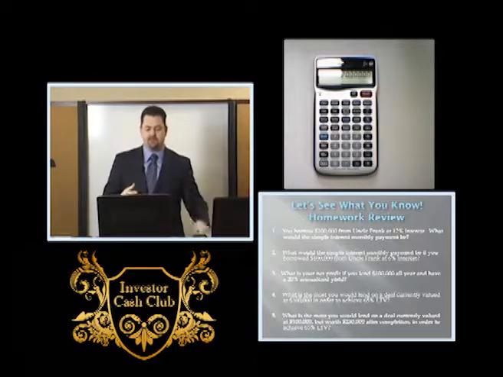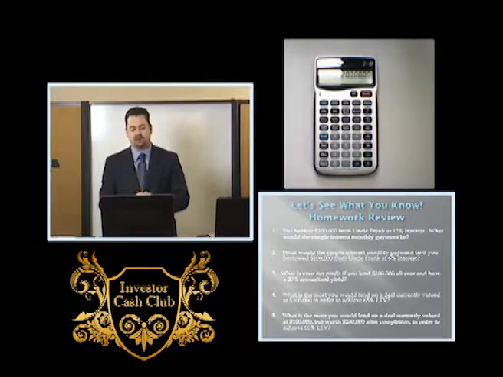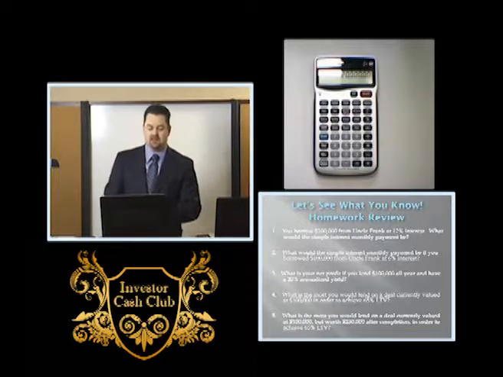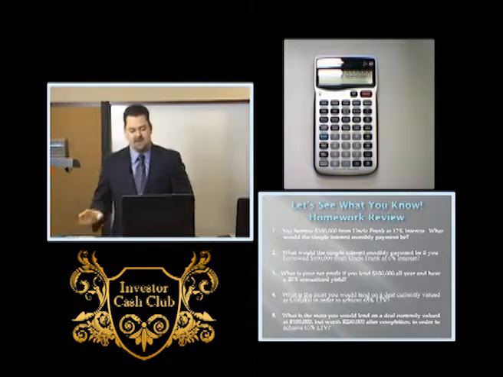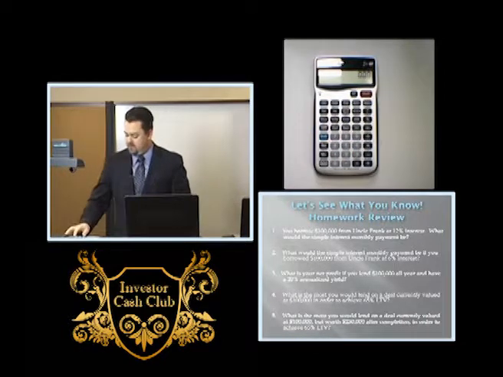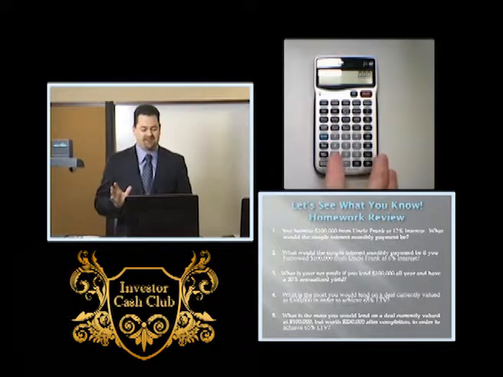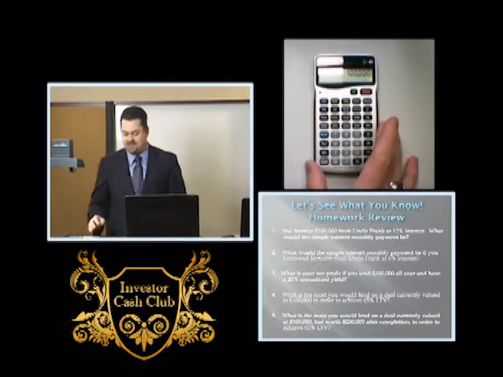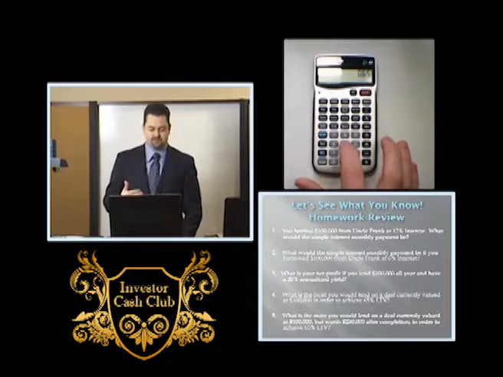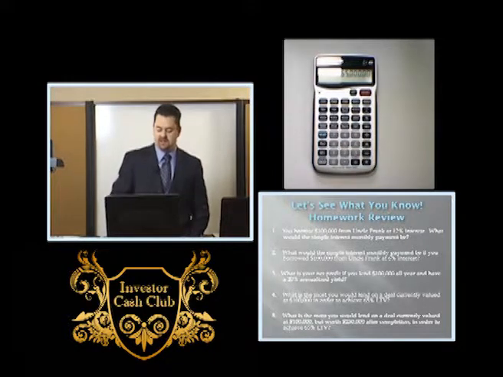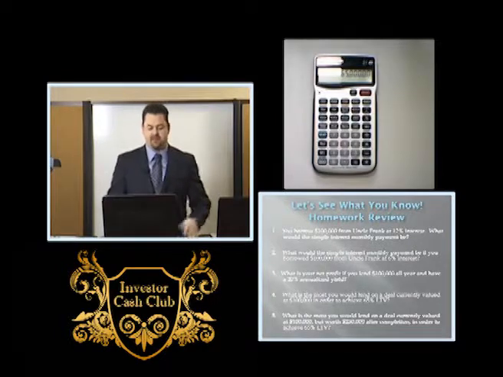Question 4. What is the most that you would lend on a deal currently valued at $100,000 in order to achieve 65% loan to value? Guys, I know that these questions are simple and rudimentary, but I want to make sure we're all starting at the same spot. So if we take $100,000 times 65%, it gives us $65,000, the 65% loan to value that we could lend on this deal.